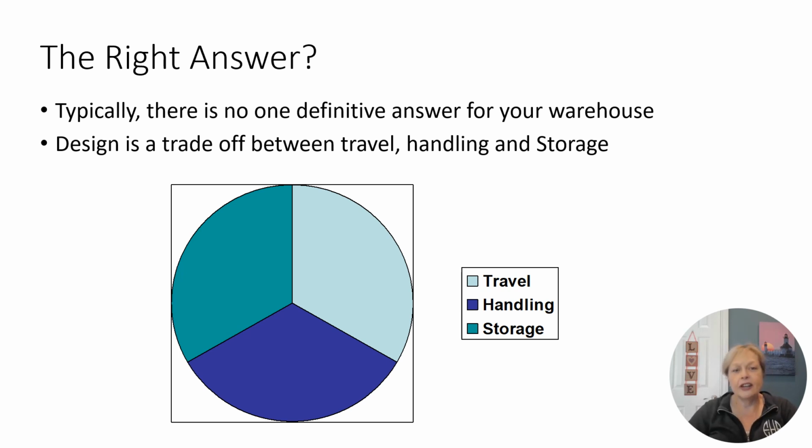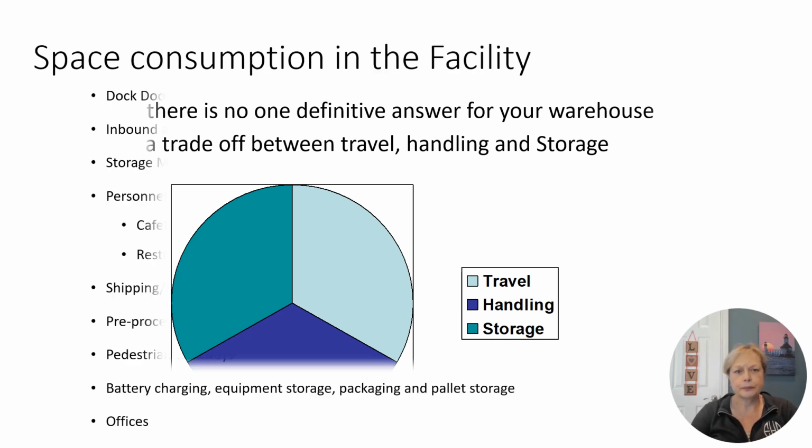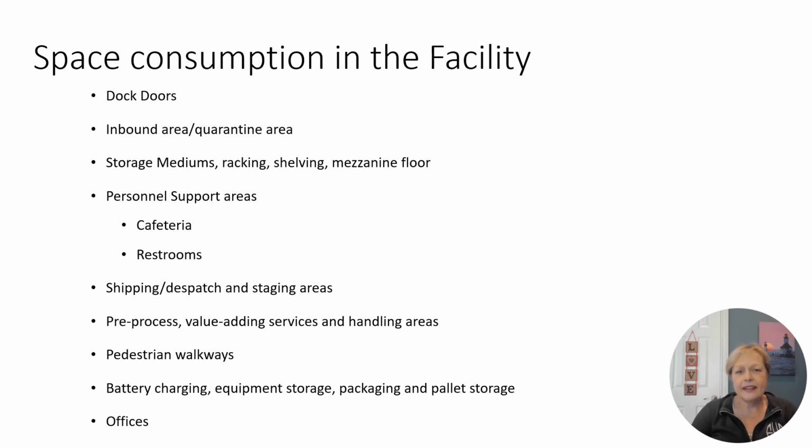So like I just said, typically there's no one answer, but your warehouse design should take into account travel time for either your robots or your workers, handling, and optimal storage location. So space consumption in your facility is going to be taken up by a lot of different things. These are some of the things you want to consider.